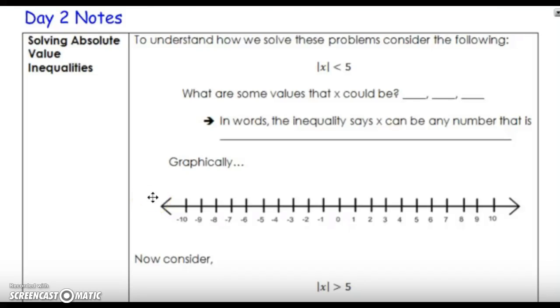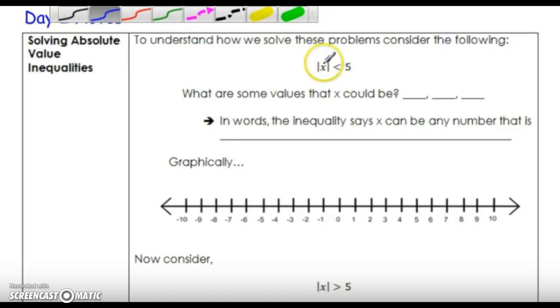This is day 2 of 1.6. We're going to work on absolute value inequalities. To understand how we solve these problems, let's consider the following: the absolute value of x is less than 5. So what are some values that x could be?